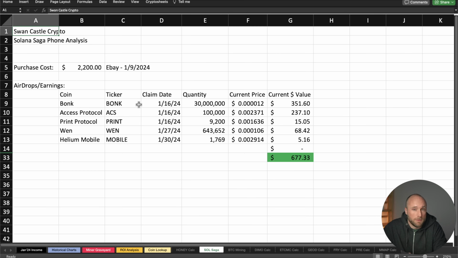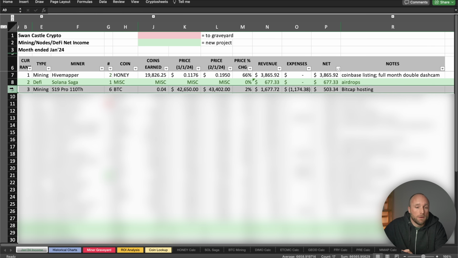I anticipate we'll see many more airdrops for this phone in the future. We'll track it on here and we'll track the value over time. We'll see if I can make my money back and then some, which I am confident we will be able to do. Coming in number three are my Bitcoin miners.